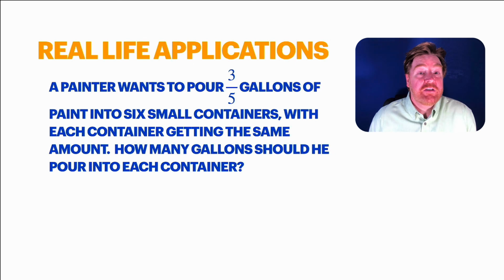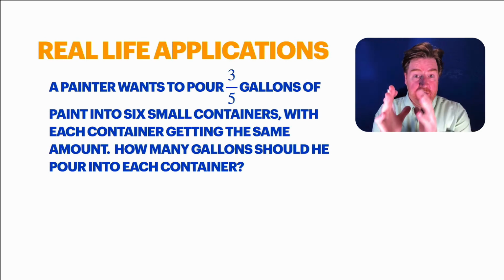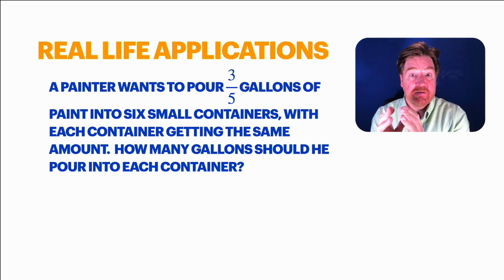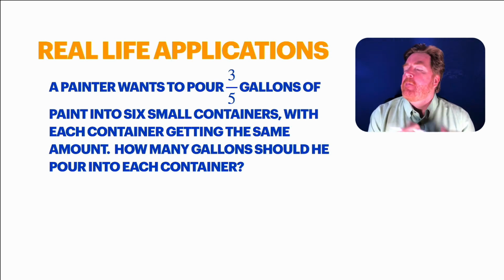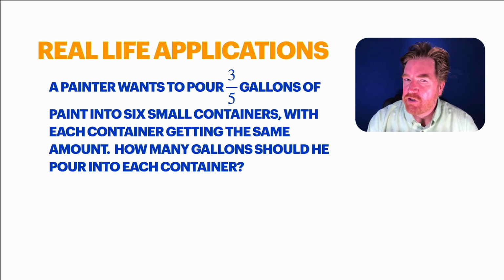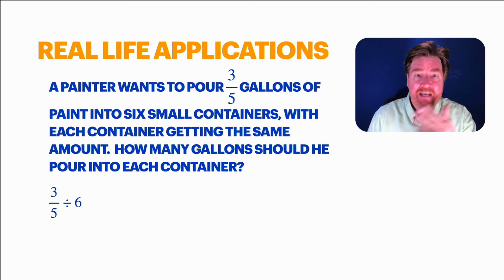So a painter wants to pour 3/5 gallons of paint into 6 containers, with each container getting the same amount. How many gallons should he pour into each container? All right, so he wants to take this 3/5 gallons and split it up into 6 equal parts. That sure sounds a lot like division to me, and I hope you were thinking the same. So let's do that. Let's take 3/5 and divide it by 6.